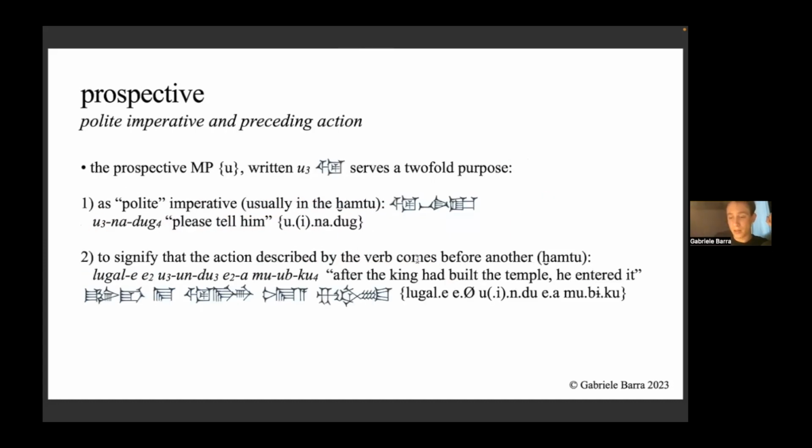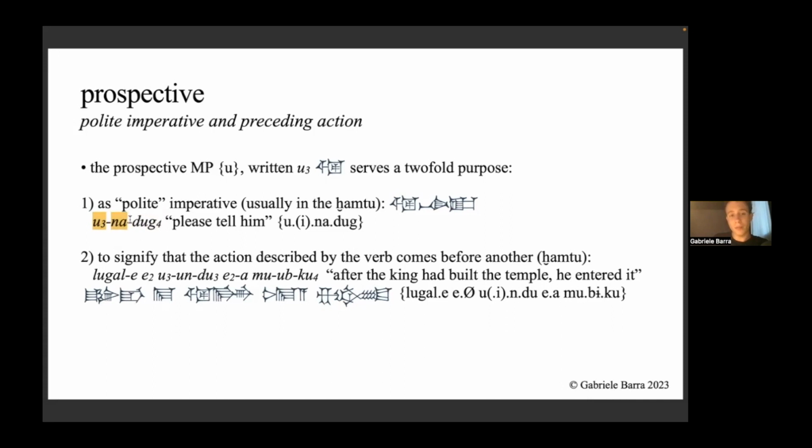Then the prospective. Now, instead, this is one of the hardest, if not the hardest to understand. It's written U, so U3 in cuneiform, and it serves a twofold purpose. It can be used as a polite imperative, kind of like saying please in English. It means after you have done something. So would you please do that? So we have, for example, U na dug. Please tell him. U3. So please.